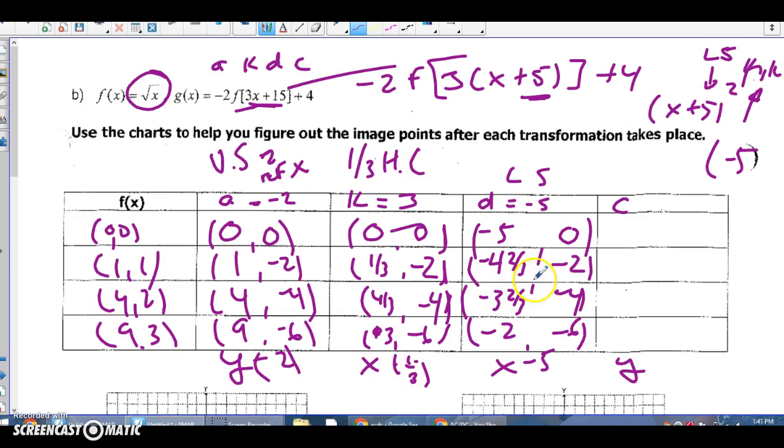Okay, finally, our last step is C is plus 4. C is equal to 4. That means I'm going up 4, and if that happens, I need to increase my y's by 4. So these all become 4 bigger, and they end up like so. My x's stay the same.